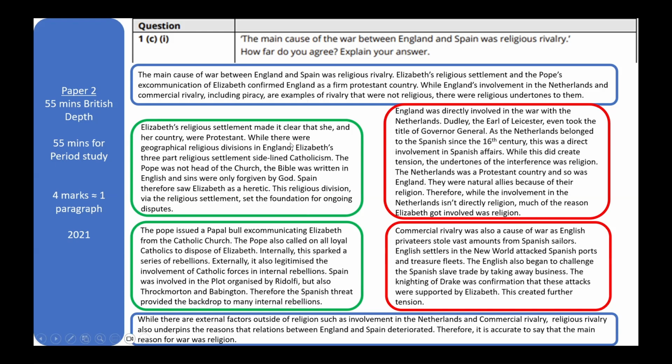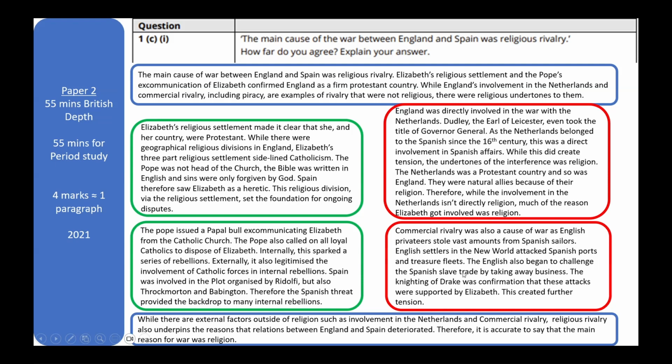So let's go to disagree. England was directly involved in the war with the Netherlands. Dudley, the Earl of Leicester, even took the title Governor-General. As the Netherlands belonged to the Spanish since the 16th century, this was direct involvement in Spanish affairs. While this did create tension, the undertone of the interference was religion. The Netherlands was a Protestant country, and so was England. They were natural allies because of their religion. Therefore, while the involvement in the Netherlands isn't directly religion, much of the reason Elizabeth got involved was religion.